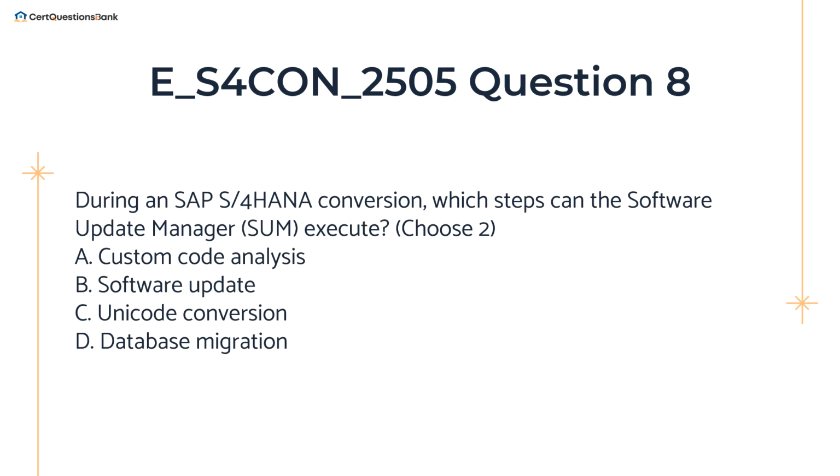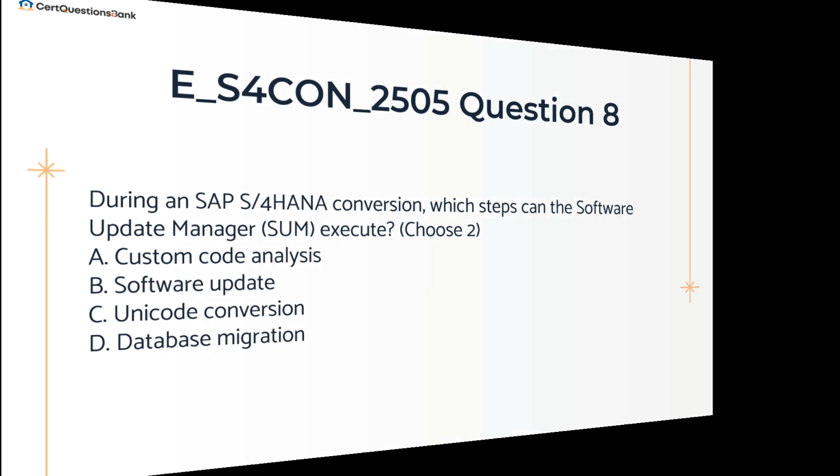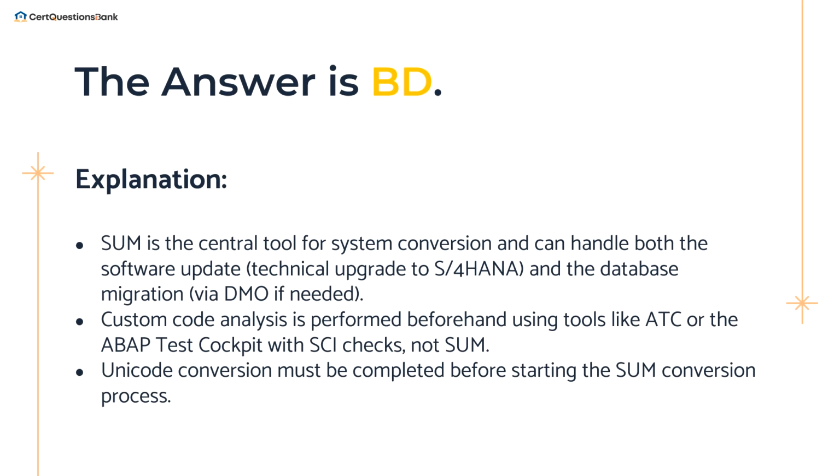During an SAP S/4HANA conversion, which steps can the Software Update Manager, SUM, execute? Choose 2. A. Custom code analysis. B. Software update. C. Unicode conversion. D. Database migration. The answer is BD.